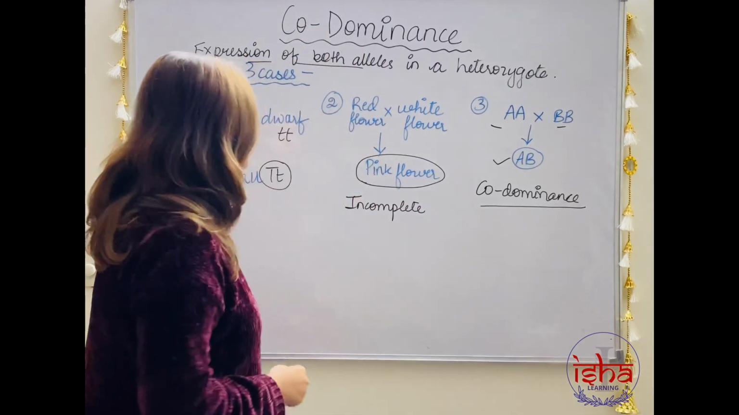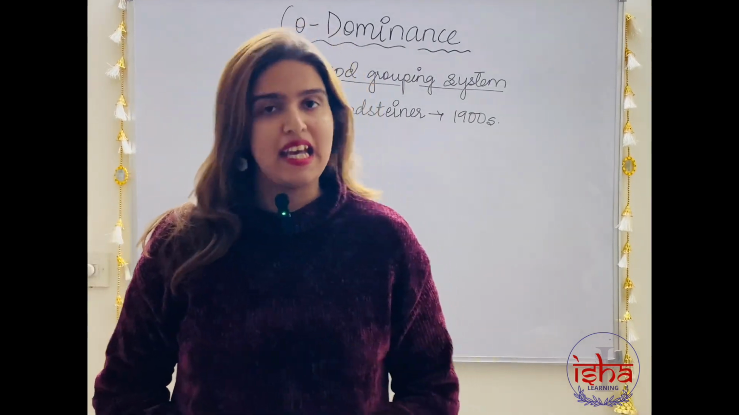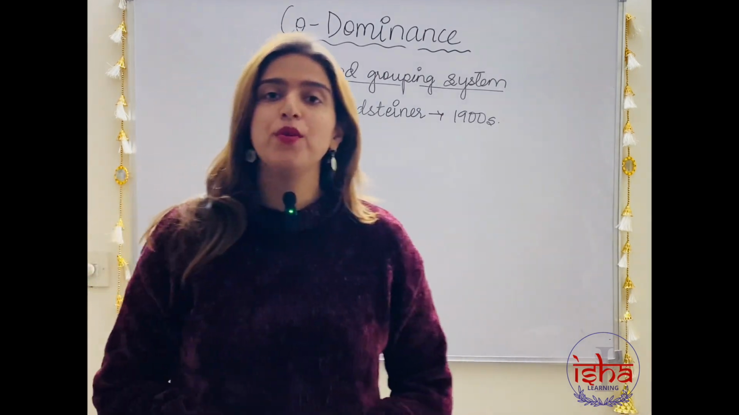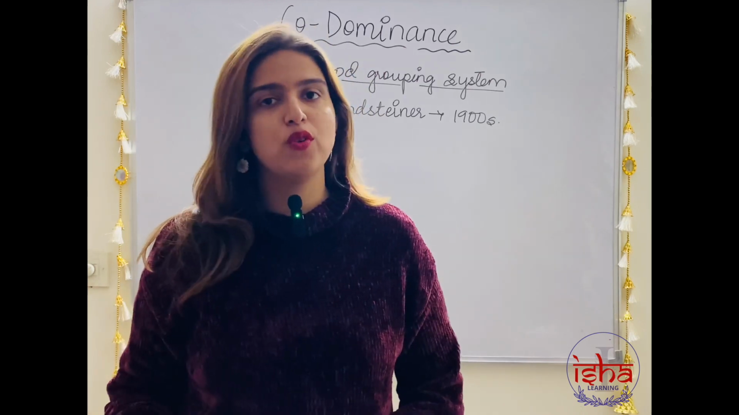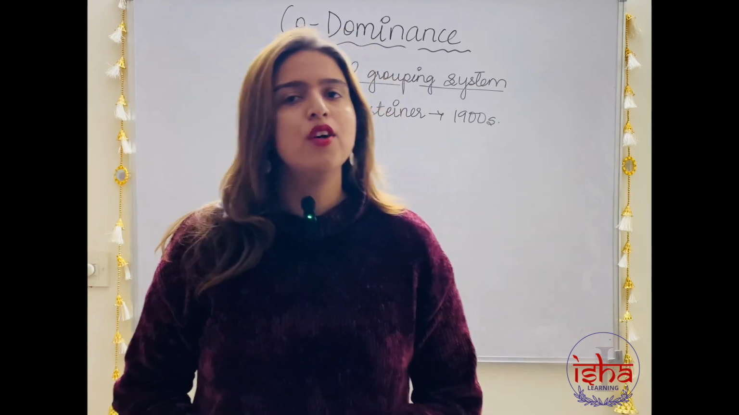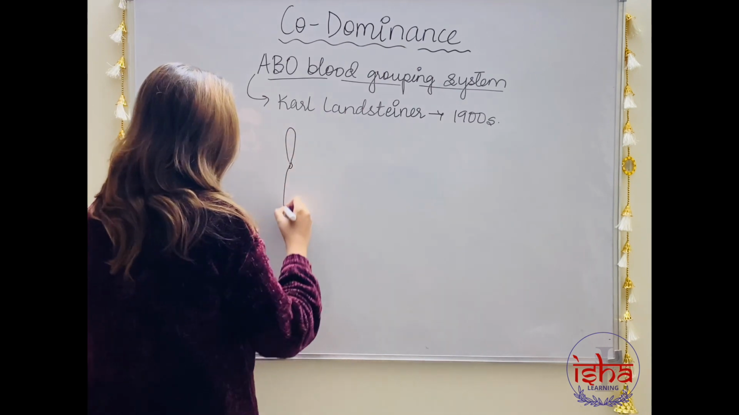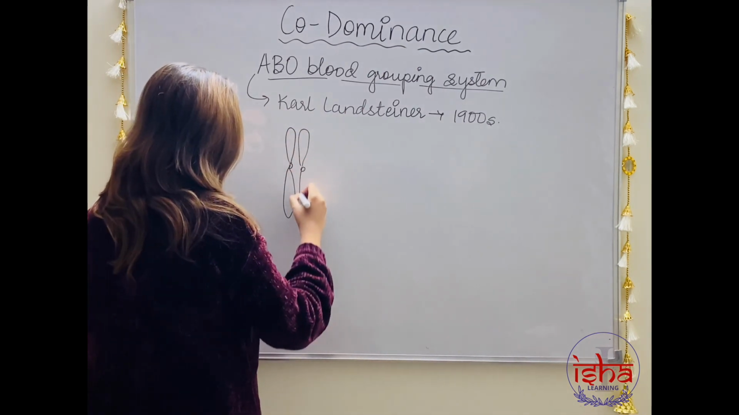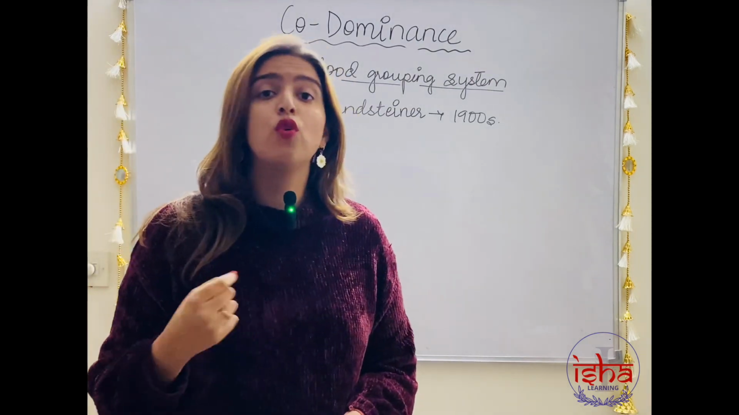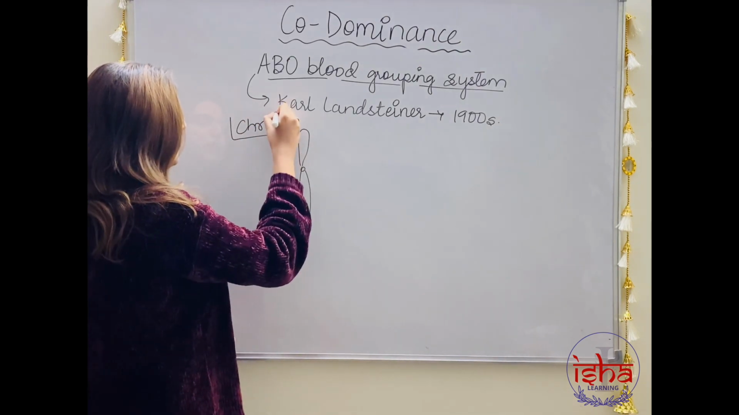Let's take a look. The ABO blood grouping system was given by a scientist, Carl Landsteiner, in the 1900s. Let's try to understand the basis of this blood grouping system and then we'll look at how codominance plays a role here. To understand it, let's draw a pair of homologous chromosomes. One copy comes from the mother, one from the father in a diploid organism. Let's say this is chromosome number 9 for humans.